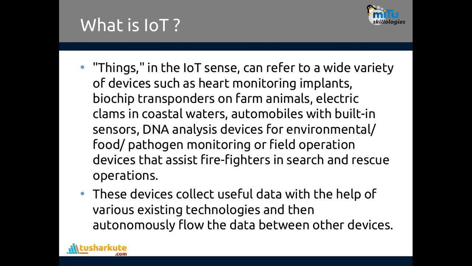Okay, so what do you mean by things? Things in the IoT sense can refer to a wide variety of devices such as heart monitoring implants, biochip transponders on animals, electric clams on coastal waters, automobiles with inbuilt sensors, DNA analysis devices for environmental or food pathogen monitoring, or field operation devices that assist firefighters in search and rescue operations. So almost everywhere, a thing may be an electronic device, electrical device, automobile device, or natural thing which is created by nature. All these can be part of IoT.